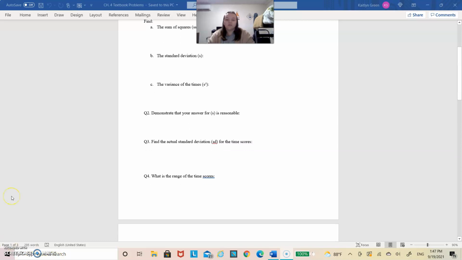And then question 2 has us demonstrate that your answer for S is reasonable. And so the mean of the data is 40.45. And when we look at a standard bell-shaped distribution, 66%, give or take, of the data should fall one standard deviation above or below the mean.